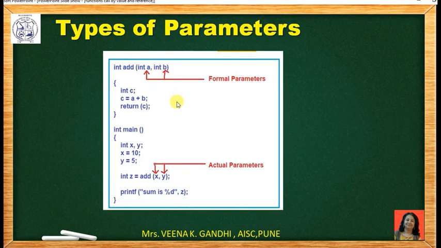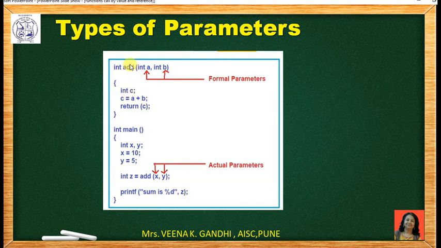Now you can see in the figure there are two functions, main function and add function. In main function we define the two variables x and y having values 10 and 5. Now we call the function add by the function name followed by the actual parameters, so add x comma y. So x and y appearing in the function call are known as actual parameters.